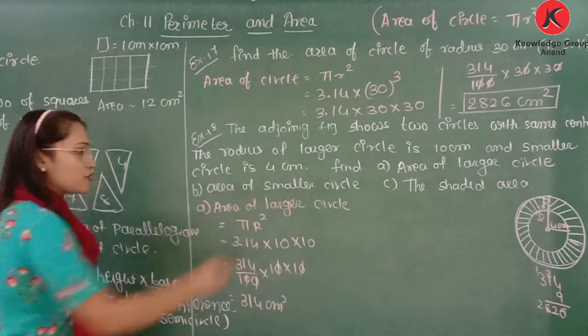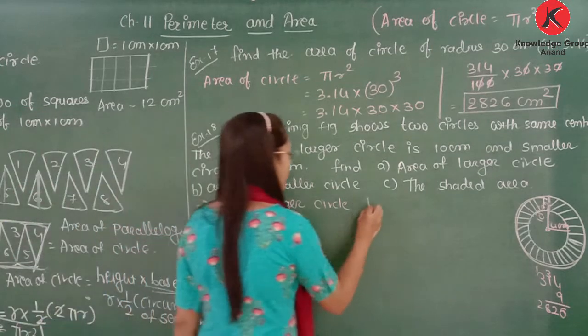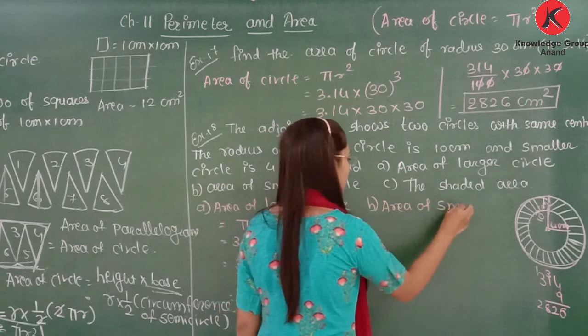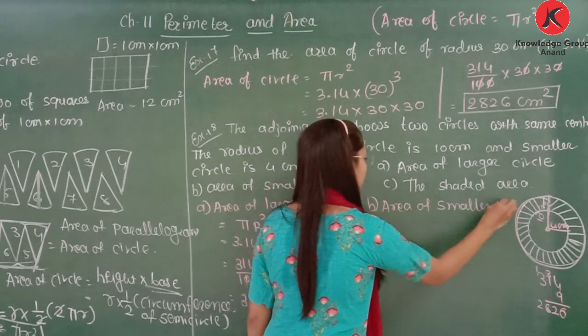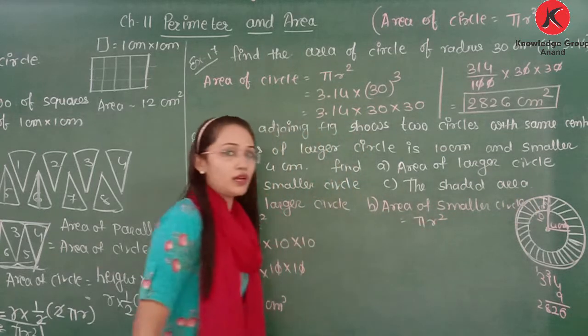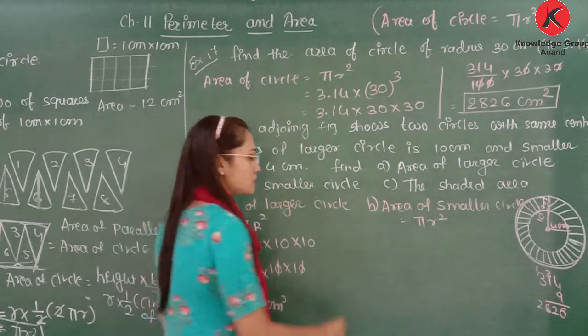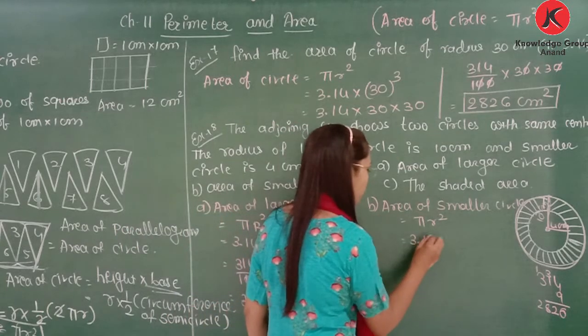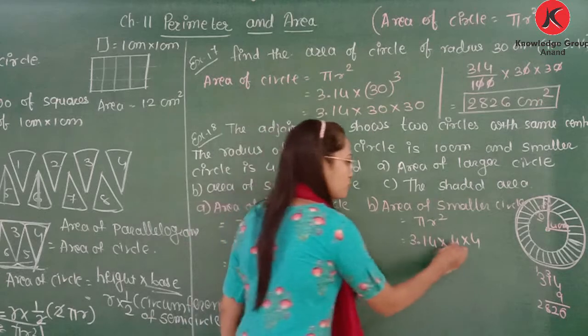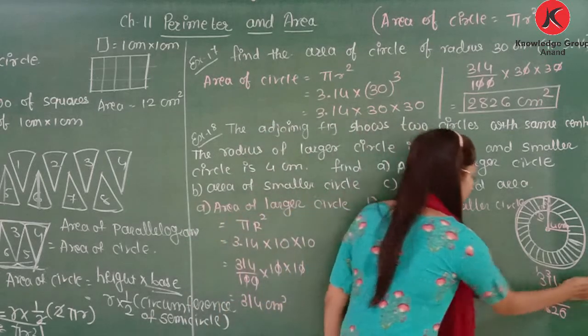Now the area of the smaller circle. So we can find the area of the smaller circle. That is what? Pi r square. Now for the smaller circle the radius is 4 centimeters. So it is 3.14 multiply 4 multiply 4. So 4 4s are 16 multiplied with 3.14.